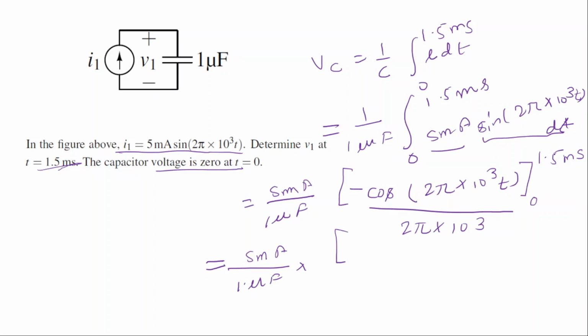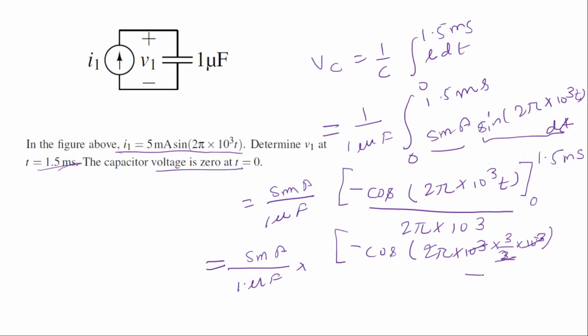So cos, if we put 1.5 millisecond, this will be equal to minus cos of 2 pi into 10 to the power 3 multiplied by 1.5, which we can write as 3 by 2 into 10 to the power minus 3 second. So this minus term got cancelled, this 2 also got cancelled. It will be equal to cos 3 pi.